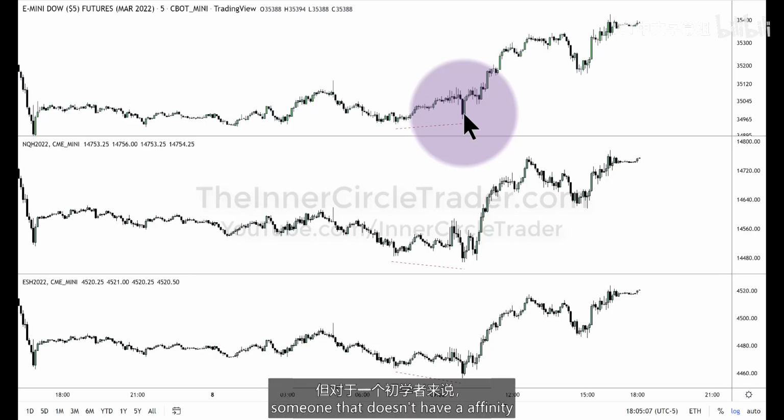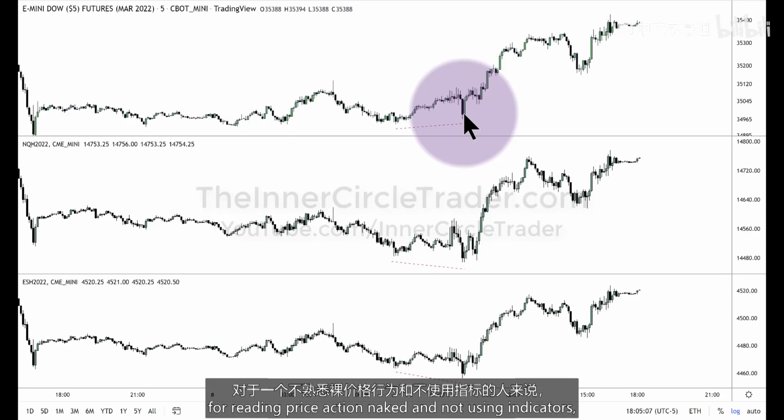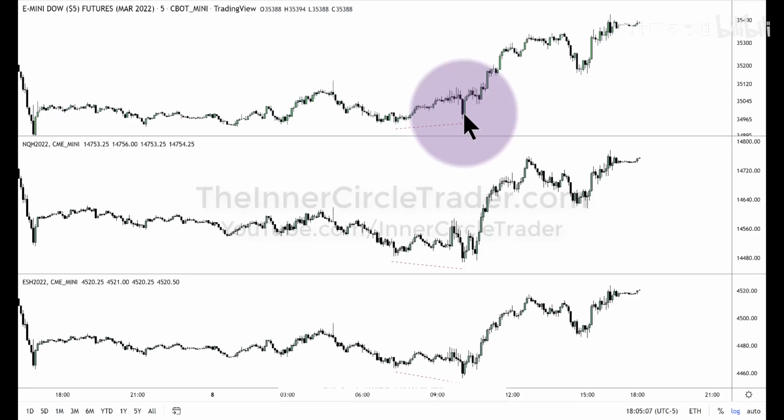But for a developing student, someone that doesn't have an affinity for reading price action naked and not using indicators, these are the best indicators you're ever going to have. You don't need moving averages. You don't need stochastic. You don't need Fibonacci. You don't need any of that stuff. Okay, you don't need it.